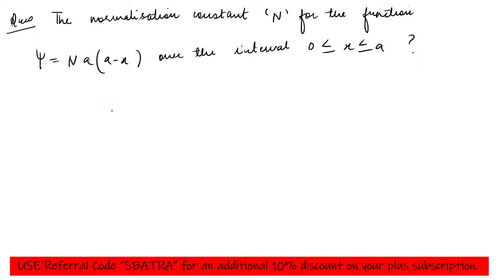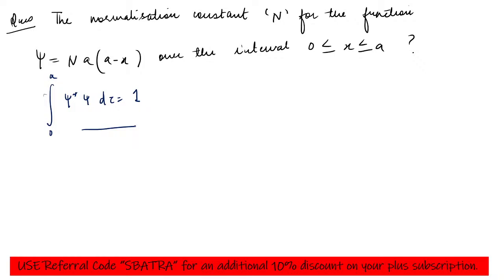Let's solve this question. What we have to do is find the normalization constant. How are we going to find it? Basically, we have to integrate this function within the limits 0 to a. So it's the integral of psi star psi d tau equals 1. This is the probability function, and this is how we can find the value of the normalization constant.